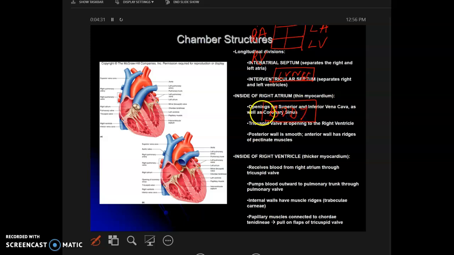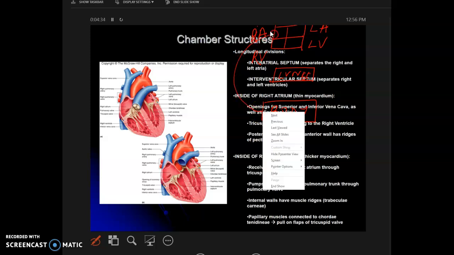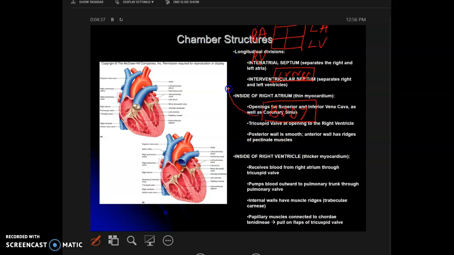Okay, so from the body, deoxygenated blood is going to go into the right atrium. And this blood vessel is called what? Vena cava. So deoxygenated blood is going from the body into the right atrium. From the right atrium, the blood goes down into the right ventricle. From the right ventricle, another blood vessel goes from here, and this is called the pulmonary artery.